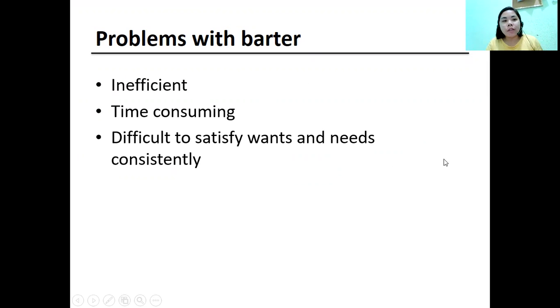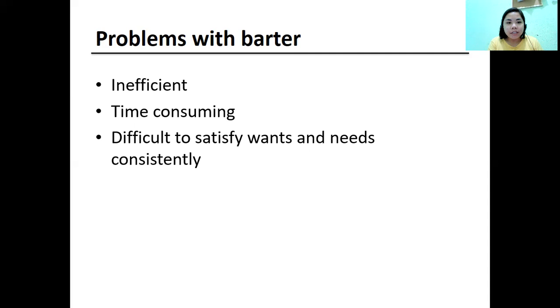So the problems with barter: first, it is inefficient. And second, it is time consuming. If you remember, during the pandemic, barter became popular, and it is really time consuming because you have to see it on Facebook, and discuss when and where you are going to see each other to barter. So the transaction is not consummated right away between the two.